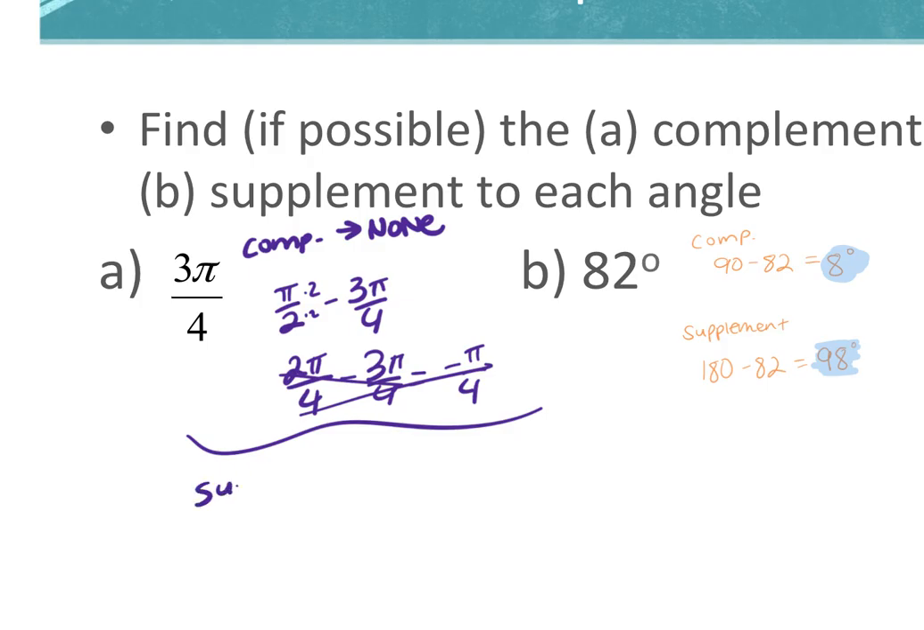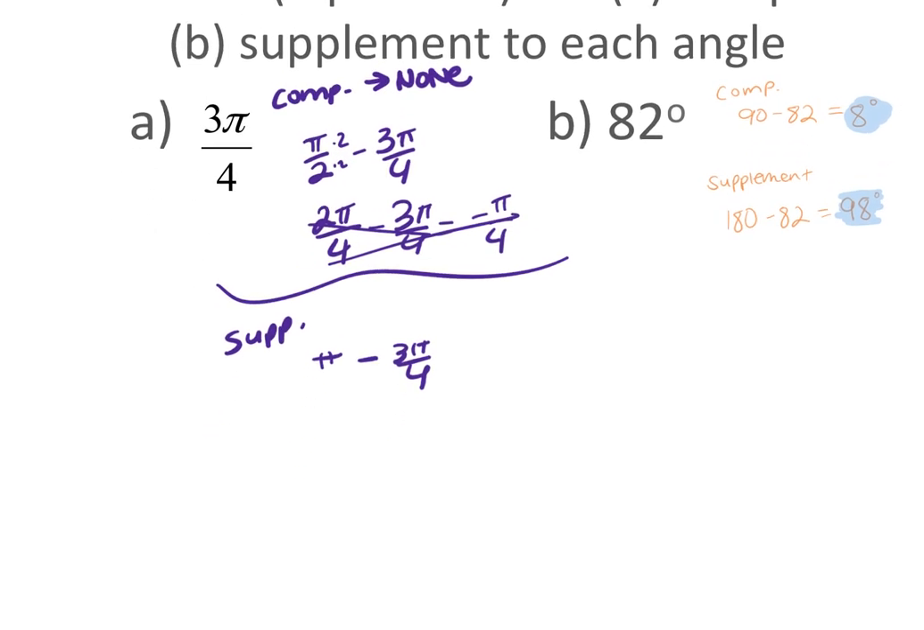Then supplement, we're going to subtract from pi. Pi minus 3 pi over 4. I make 4 pi over 4. This is a pi. Minus 3 pi over 4. And I get pi over 4.